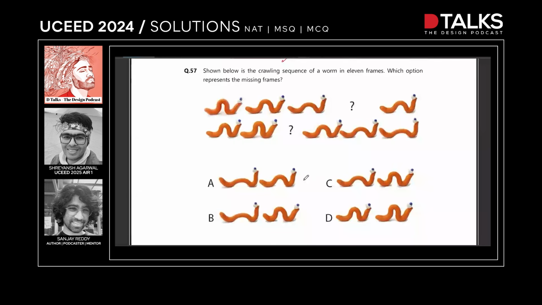Shown below is the crawling sequence of a worm in 11 frames. Which option represents the missing frame? I mean it's pretty obvious, like it's curled up right now and it's opening itself up, right? And if you know, whenever you're animating the extreme poses, they are generally prolonged. This is the follow through motion, तो ये एक एक फ्रेम ही है.